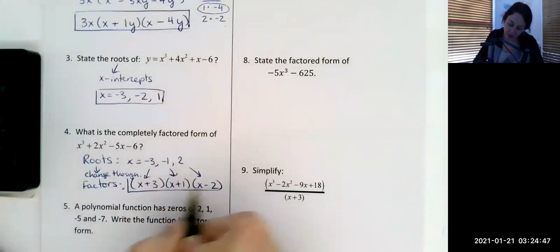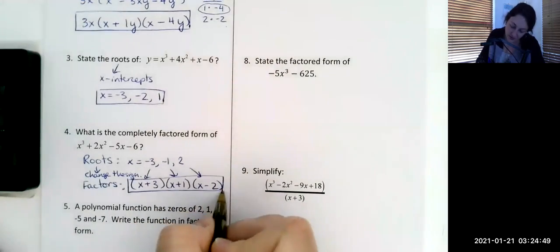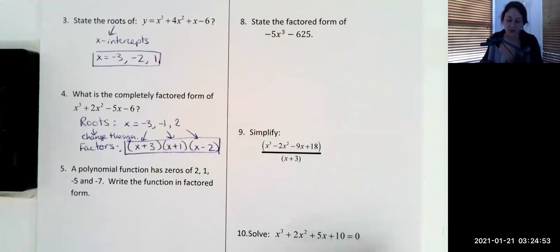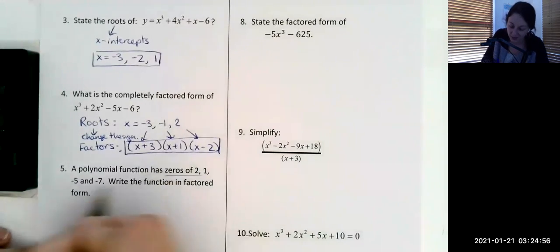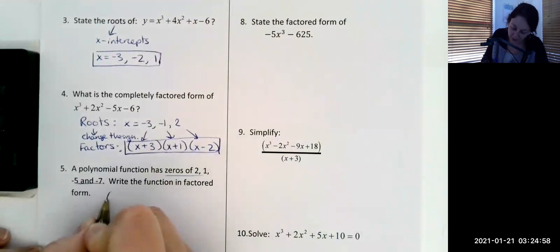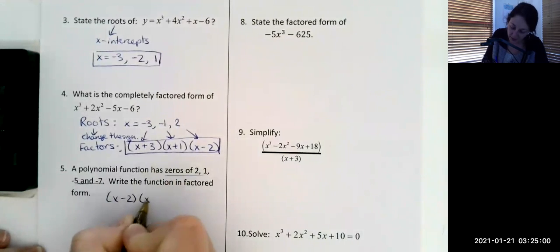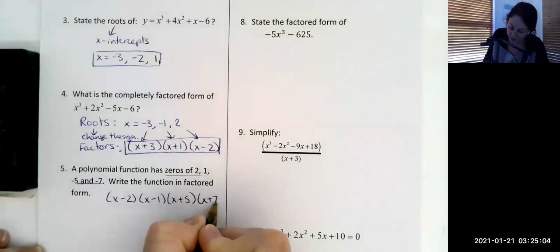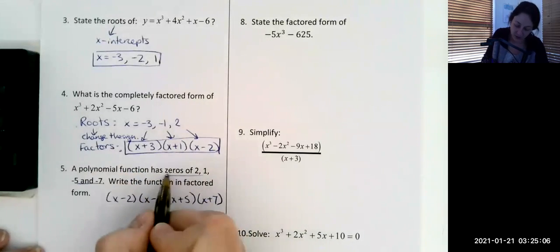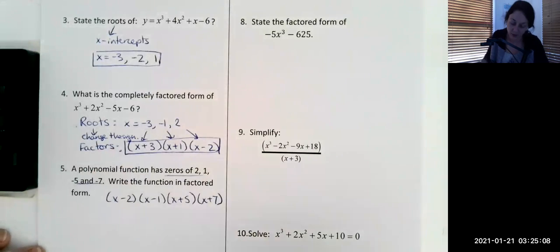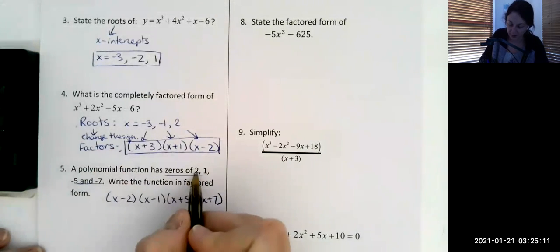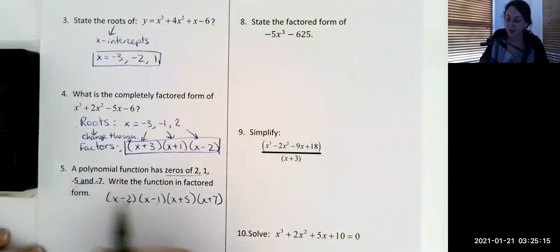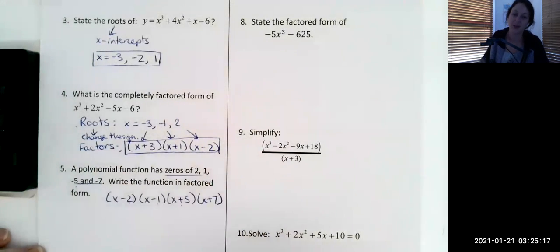All right, so I'm going to go ahead and pause there. I'm going to pick back up with, no, I lied. I'm going to do 5, 2, because it's literally the exact same problem. So x minus 2, x minus 1, x plus 5, and x plus 7, right? Roots to factors, zeros, same thing as a root, to factors, change the sign. +2 became x minus 2, +1 became x minus 1, -5 became x plus 5, -7 became x plus 7.